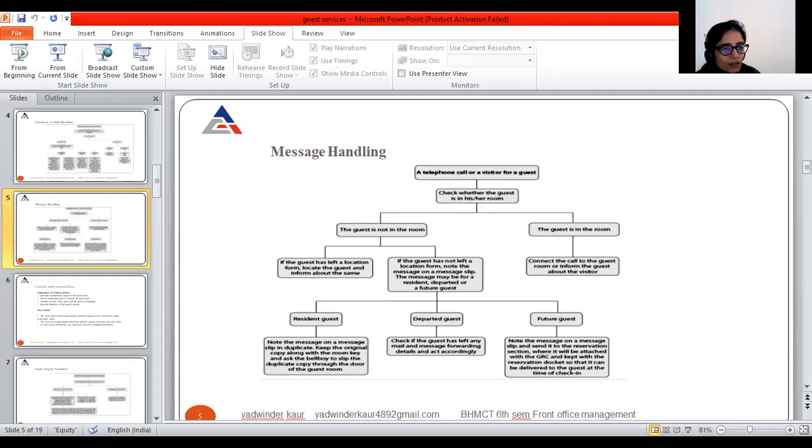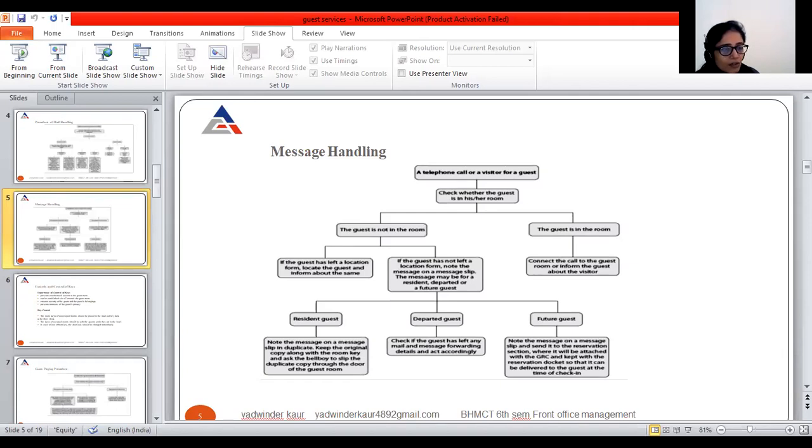Then we have to handle two situations: the guest is not in the room, or the guest is in the room. Both situations we have to handle, right? Next we will discuss the guest not being in the room. If the guest has left a location form, locate the guest and inform about the same. If we are in the hotel, there is a location form.